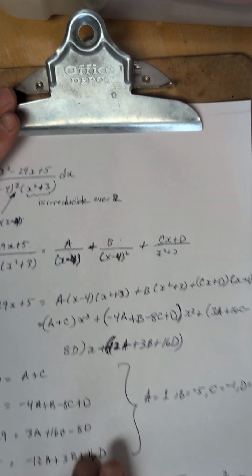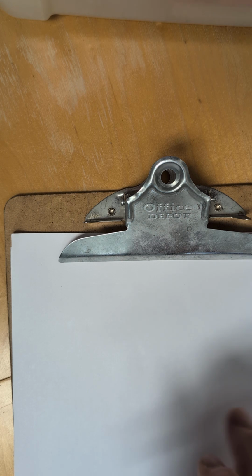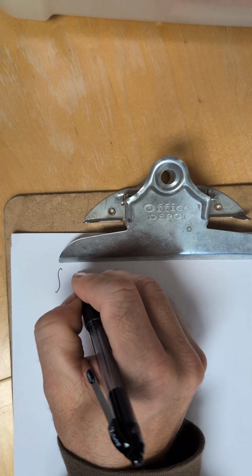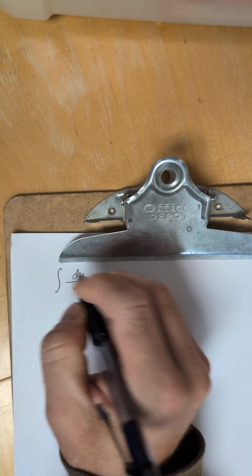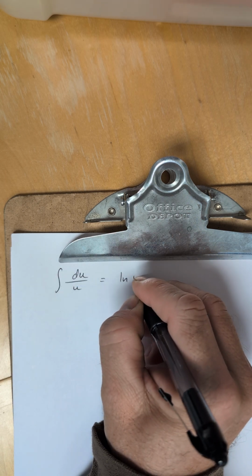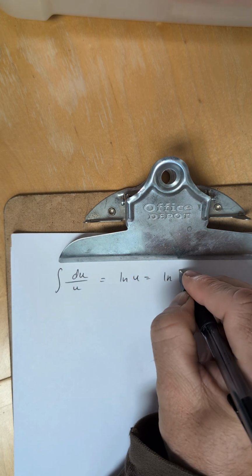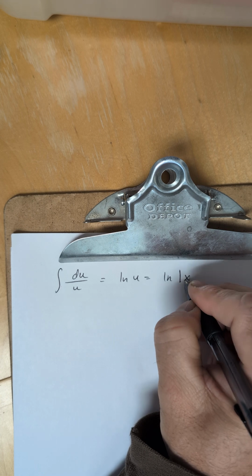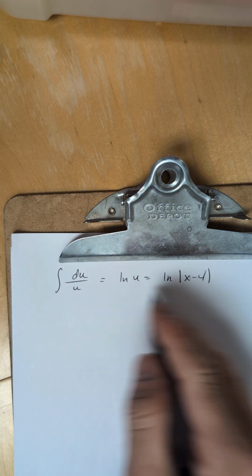All right, so integrating the first one, du over u, this is for the a term. This is going to give you the natural log of u, which is going to equal the natural log of the value of x minus 4. So that's the first term.